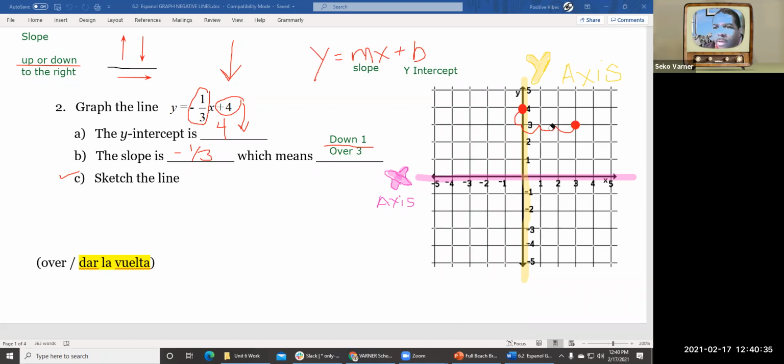Okay. I went down 1 and over 3. And now I need to draw the line. All right. So let's start here. This line is going down.